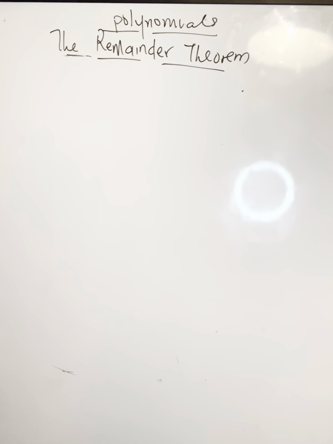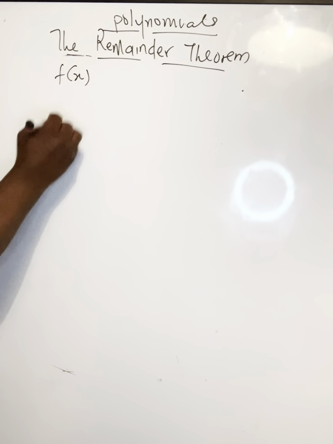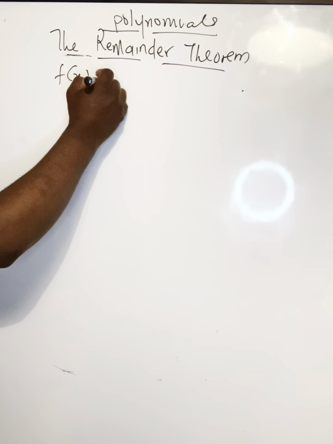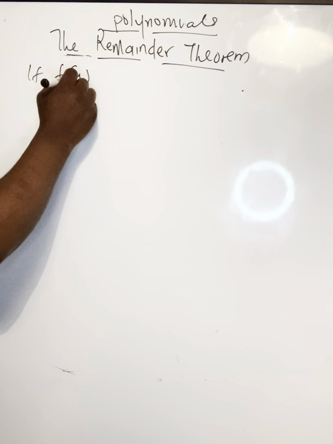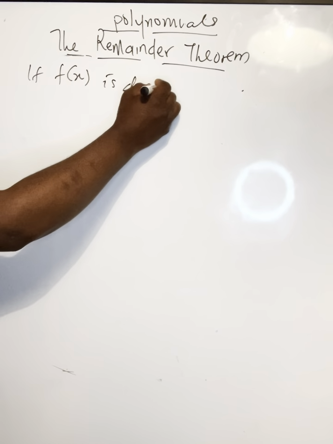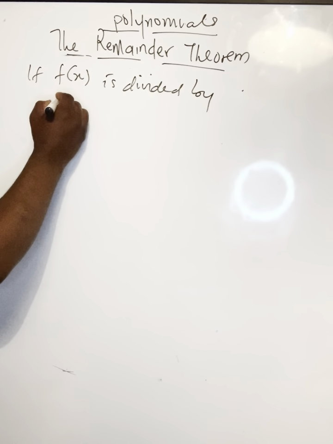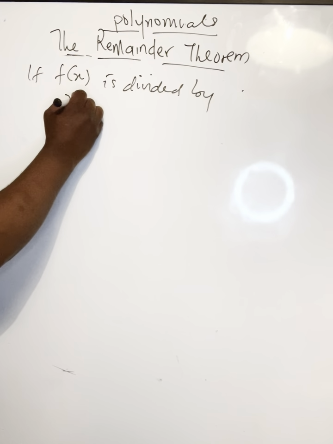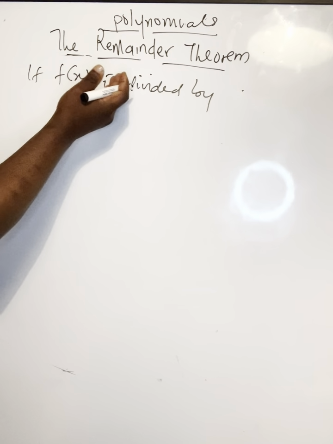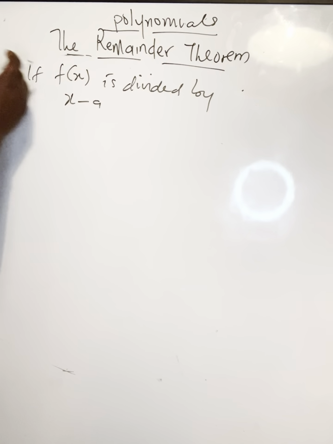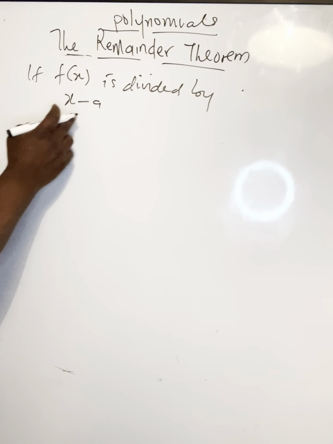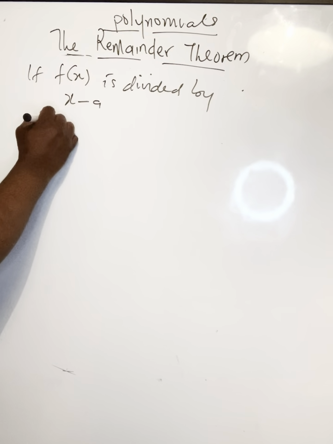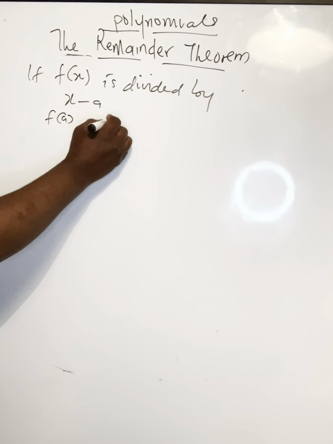Hello friends, today I'll be looking at polynomials in mathematics, the remainder theorem. The remainder theorem is all about this: if you have a polynomial expression, function of x, and it's divided by a linear expression like x minus a, then the remainder is equal to f of a.